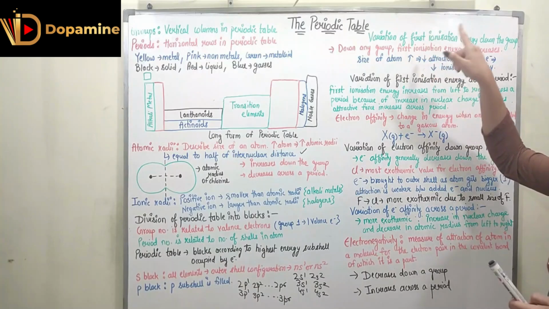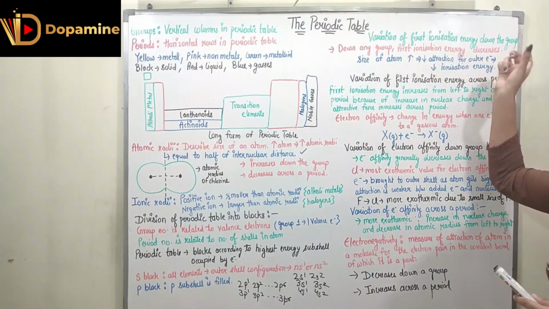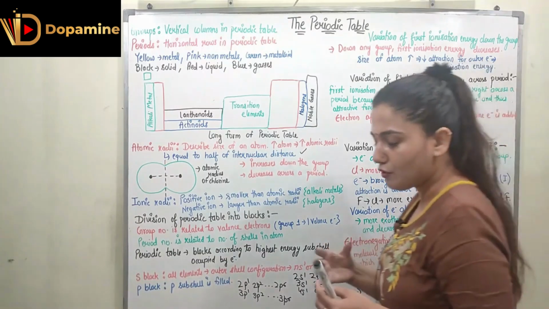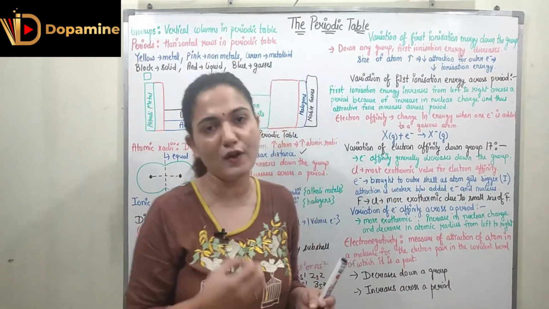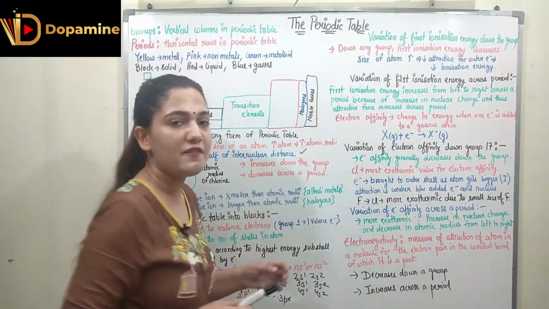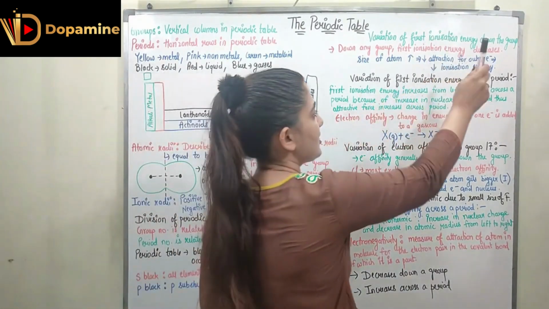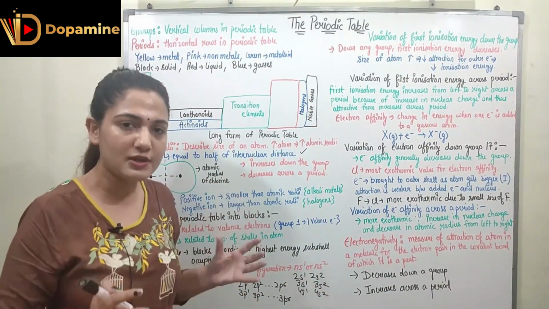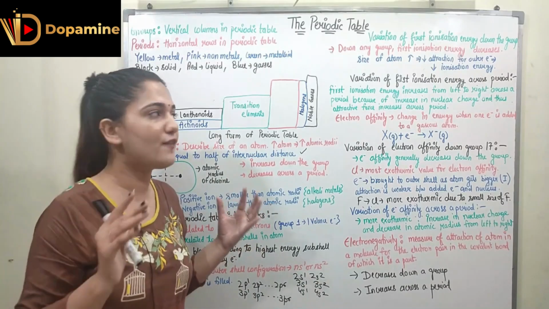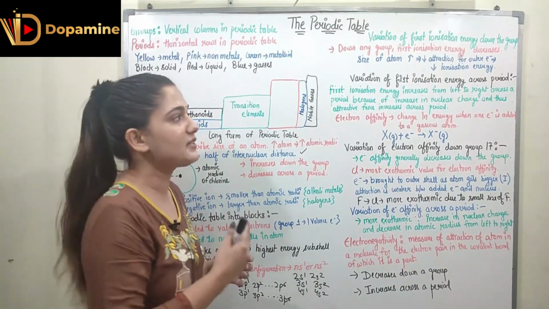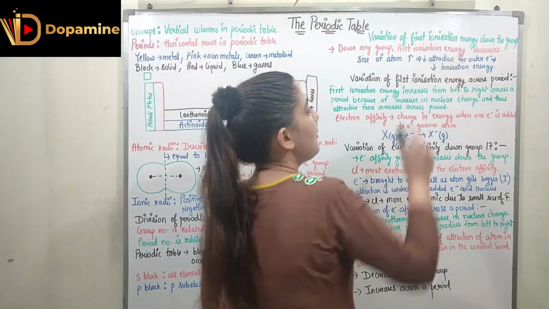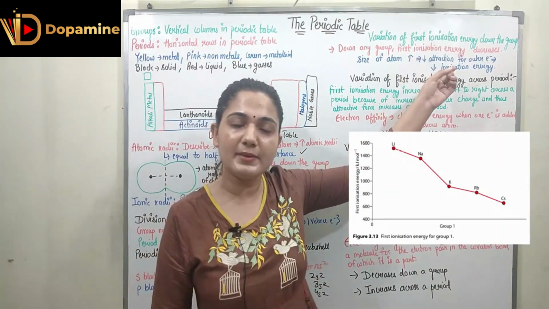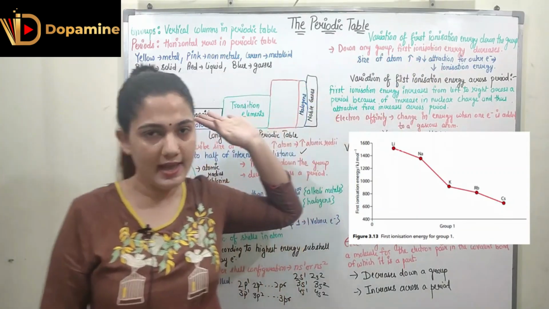Now coming to the variation of first ionization energy down the group. So what is the first ionization energy? First ionization energy is the energy required to remove the outermost, highest energy electron from the atom, right? So down any group, if I move down the group, the first ionization energy is going to decrease. Why is it going to decrease? Because the size of the atom is going to increase. Now it will have more and more subshells and the size is going to increase. When the size of the atom is increased, we will have decreased attraction for the outer electrons and we will have decreased ionization energy.